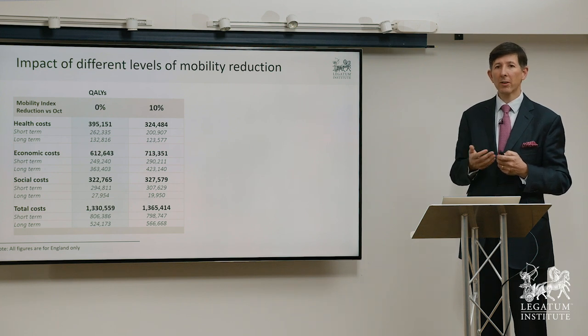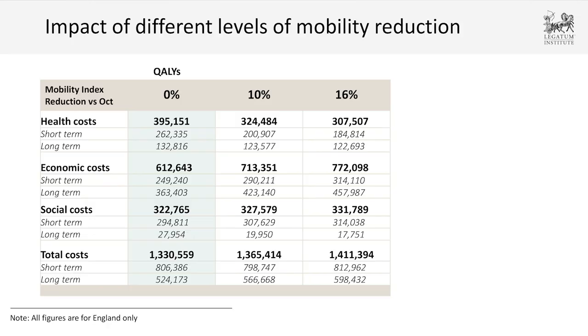So it may be the fact that the reduction wasn't enough. What if we did a higher level of reduction? And we see pretty well the same pattern playing out. Greater health benefits, thank goodness for that. However, at quite a significant cost in the equivalent quality-adjusted life years that would come from the economic loss, and again, some greater social loss.